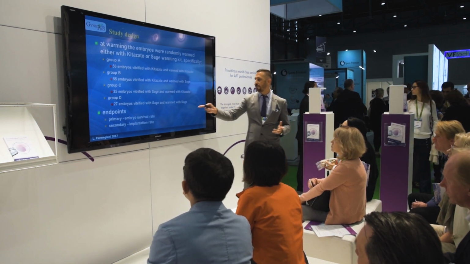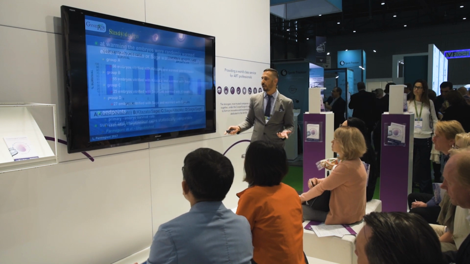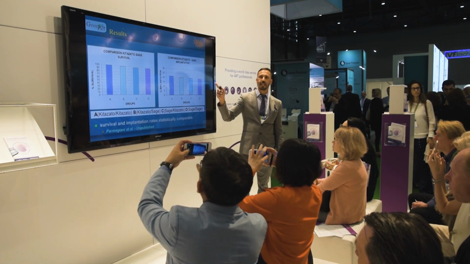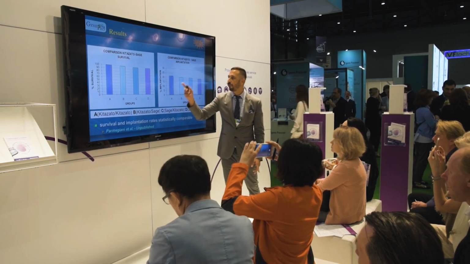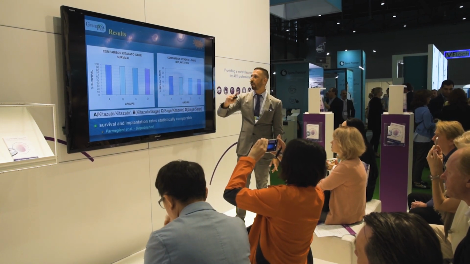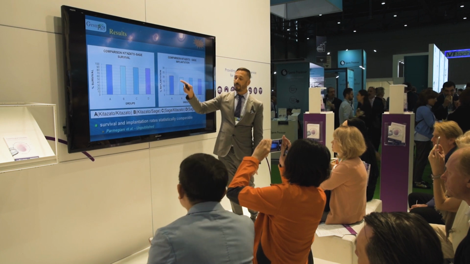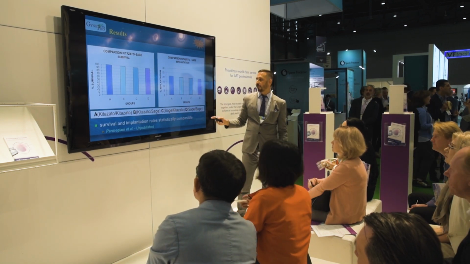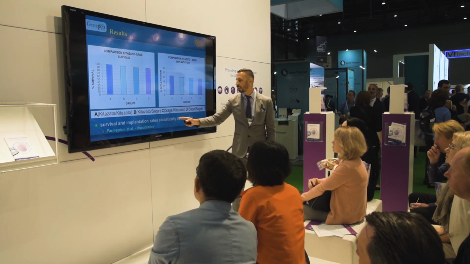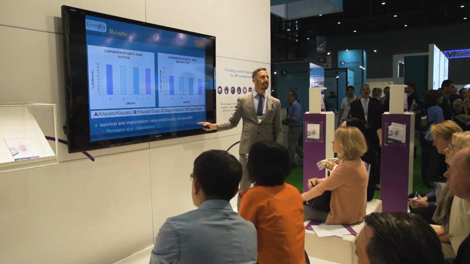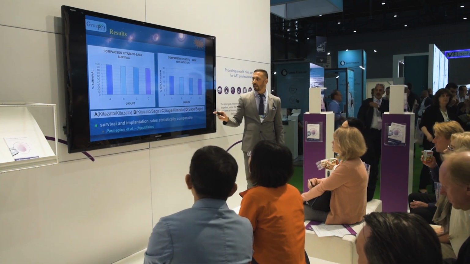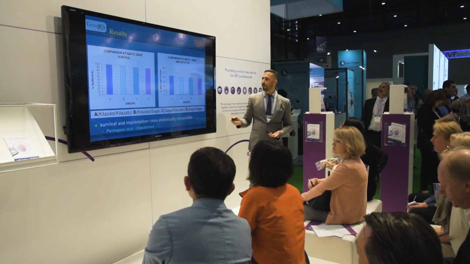So the endpoints were survival rate and secondarily implantation rate. Look, we did not observe any significant difference between the 4 groups. Survival rate was over 95%. The same is true for implantation rate. So survival and implantation rates were statistically comparable. This is the first time that we can present this kind of study.